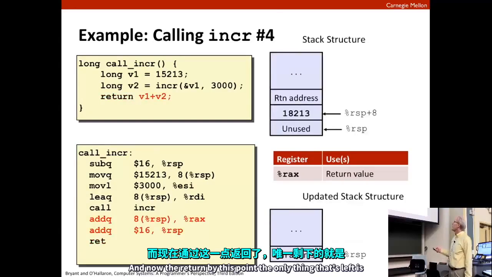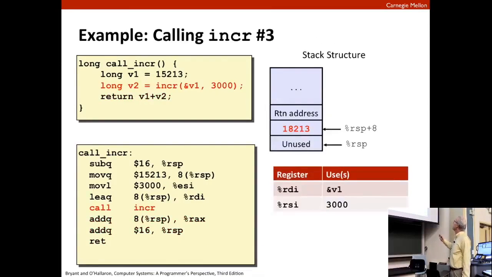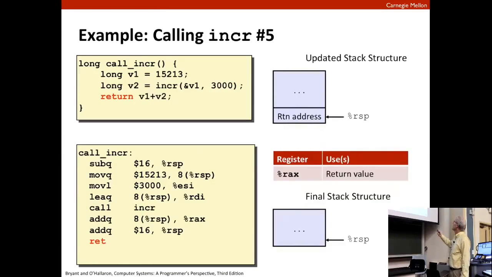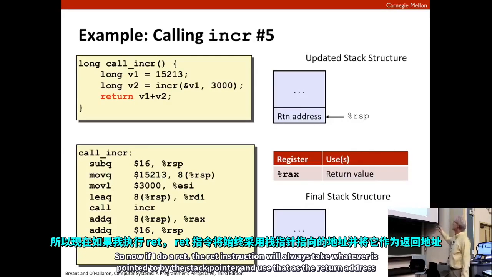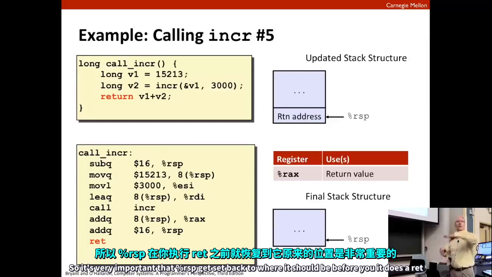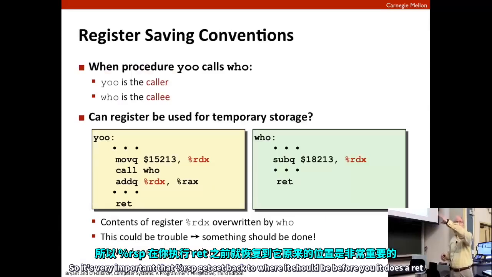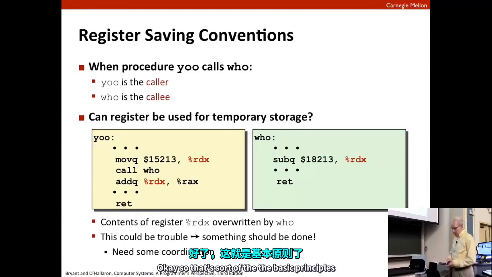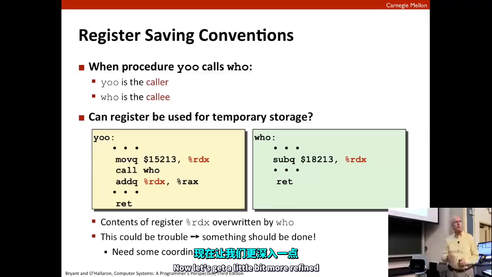And now the return. By this point, the only thing that's left is, after I increment the stack pointer, it will be pointing back to this return address. Whoops, wrong direction. So now if I do a ret, the ret instruction will always take whatever is pointed to by the stack pointer and use that as the return address. So it's very important that RSP get set back to where it should be before it does a ret. Okay, so that's the basic principles now. Now let's get a little bit more refined.